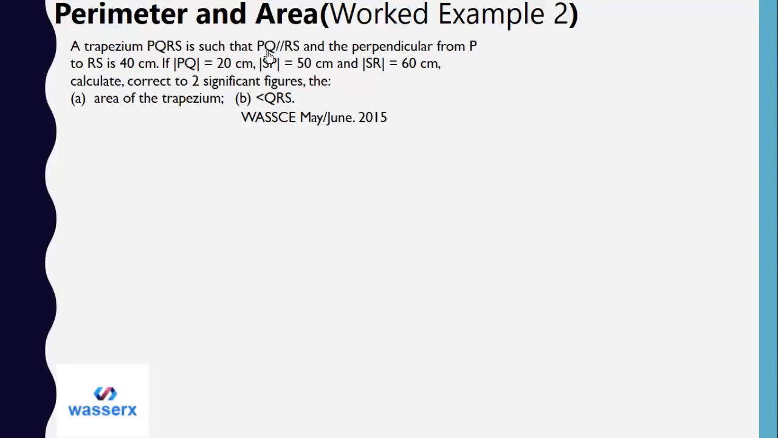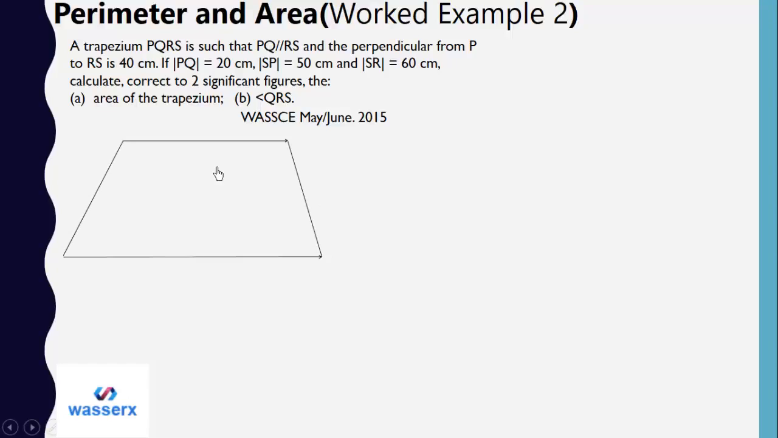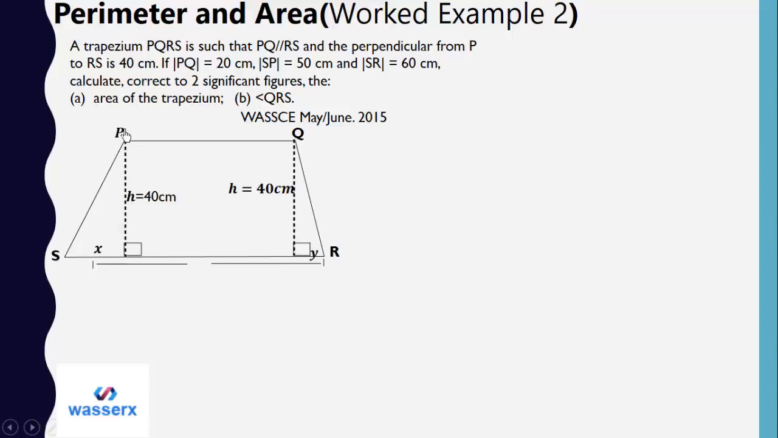We're told that PQ is parallel to RS, so let's do that. So this is PQ and this is RS. They are parallel. Then we can now join them. So this is our trapezium. Then the further information is that the perpendicular from P, so this is P to RS, is 40 centimeters. So perpendicular to this is 40 centimeters. So this is how our diagram is going to look like.